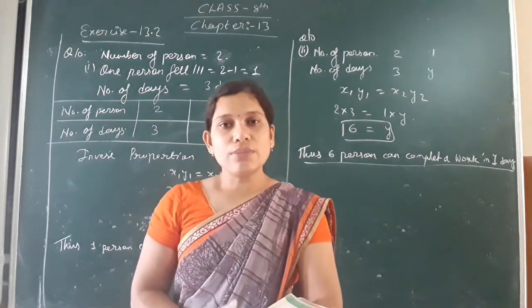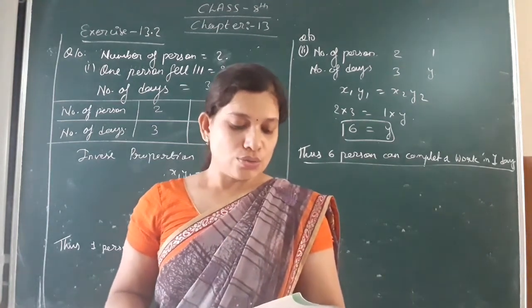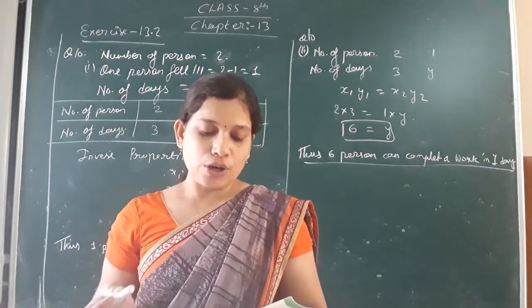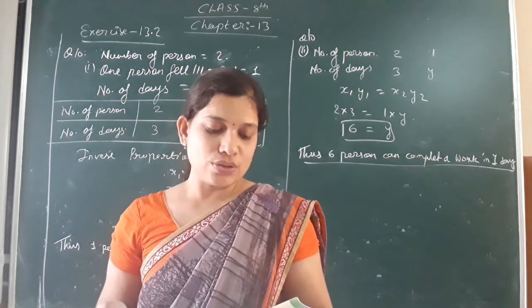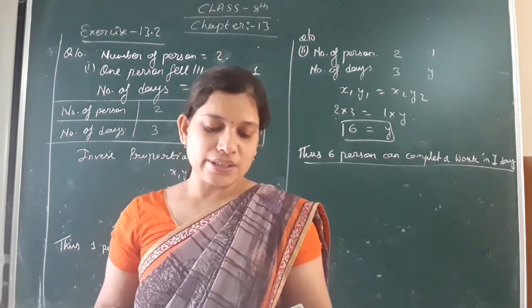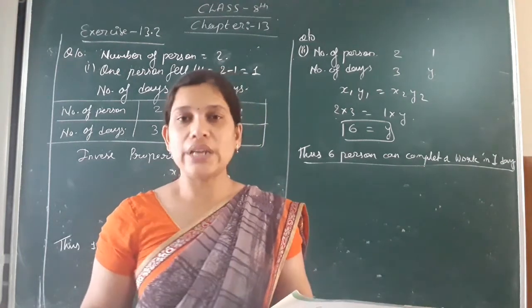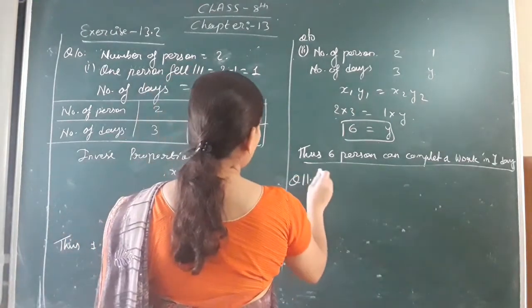Moving toward question number 11, in the 11th question we are told that a school bus has 8 periods a day, each of 45 minutes duration. How long would each period be if the school has 9 periods a day, assuming the number of school hours to be the same? So directly we are going to solve this question. Okay, the steps you can write in your notes.